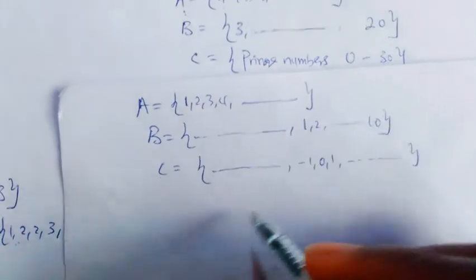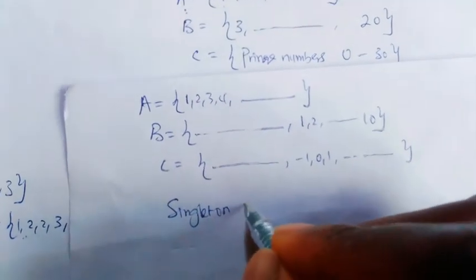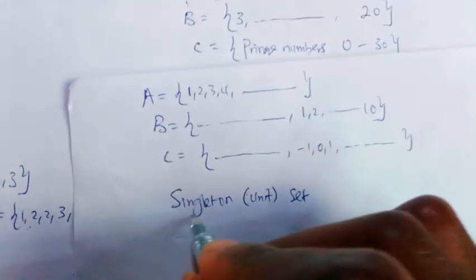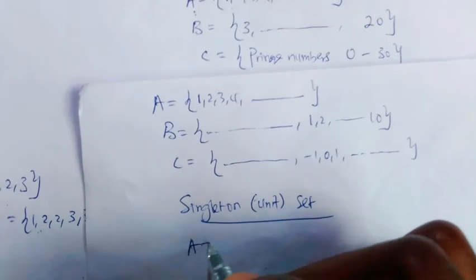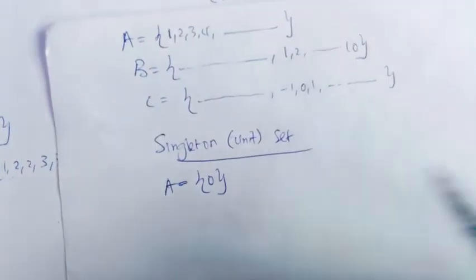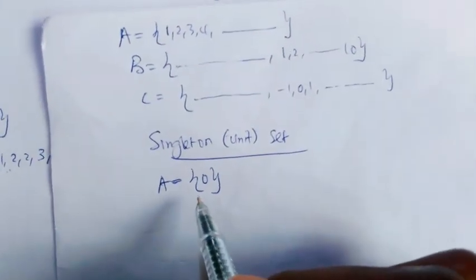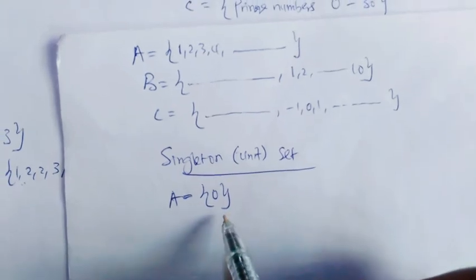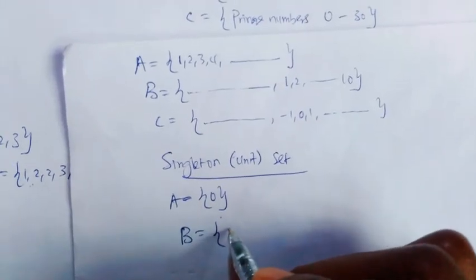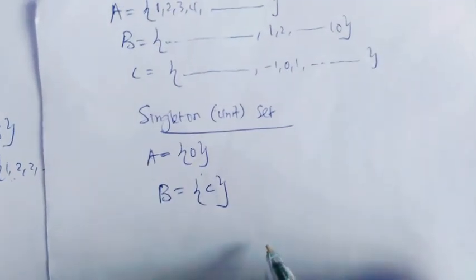Now for singleton set, or unit set, it is a set that has only one element. Just as null set or empty set has no element, singleton set has one element. This is an example, or we have this. One element present is a singleton set.